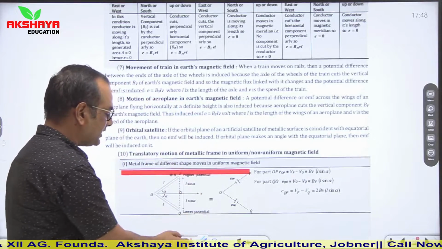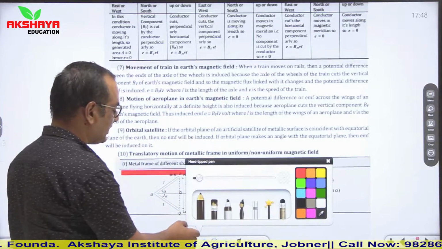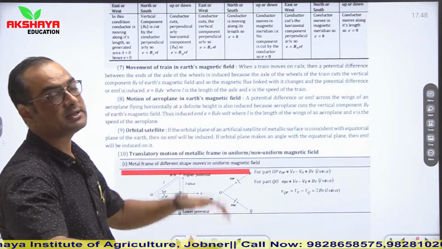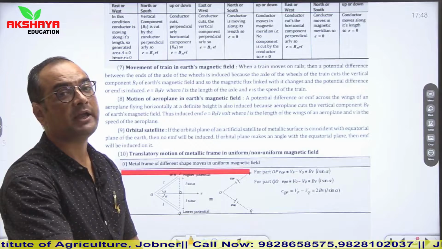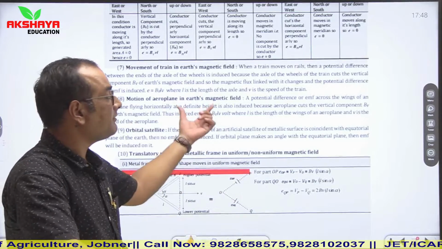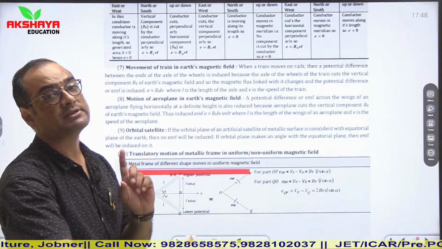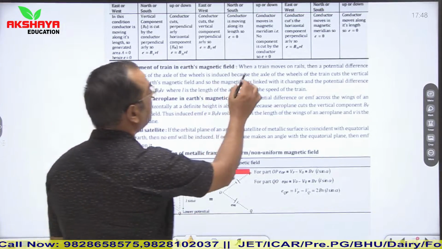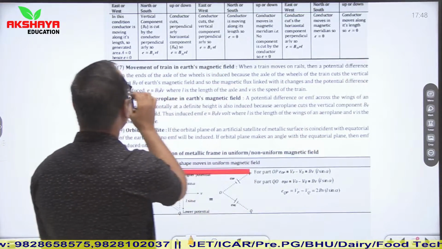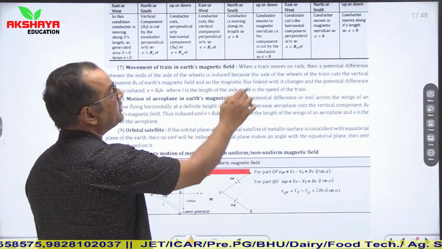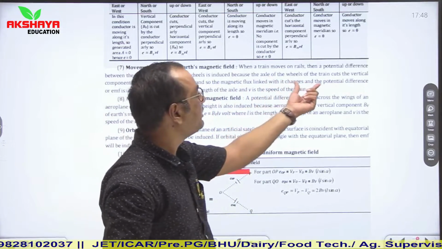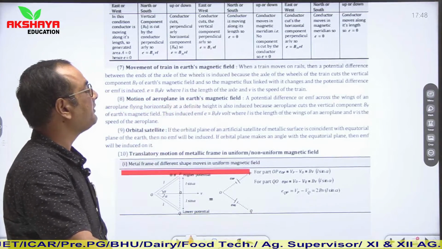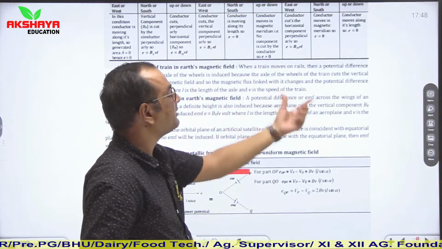So I am explaining simply the key concepts where questions can be asked. If a train travels on rails, then EMF will be induced if magnetic flux is cut in a direction perpendicular to its motion. It means when a train moves on rails, a potential difference between the ends of the axle of the wheel is induced, because the axle cuts the vertical component BV of Earth's magnetic field, and so the magnetic flux linked with it changes.